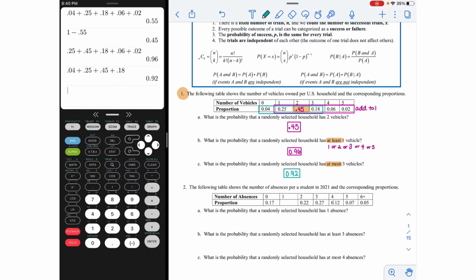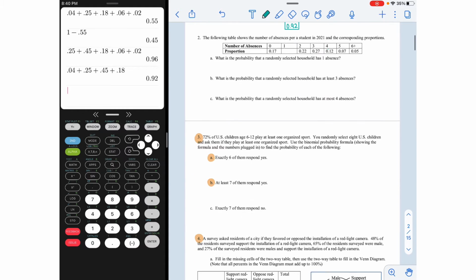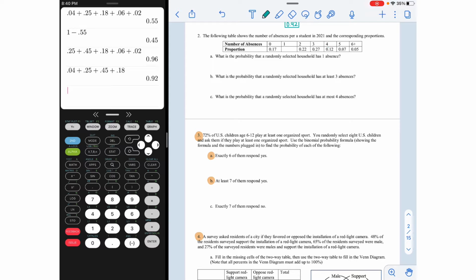We're going to move on. I want you guys to try the next problem, which is very similar to number 1, so you're going to try number 2 on your own, and we're going to move on in this video to number 3.